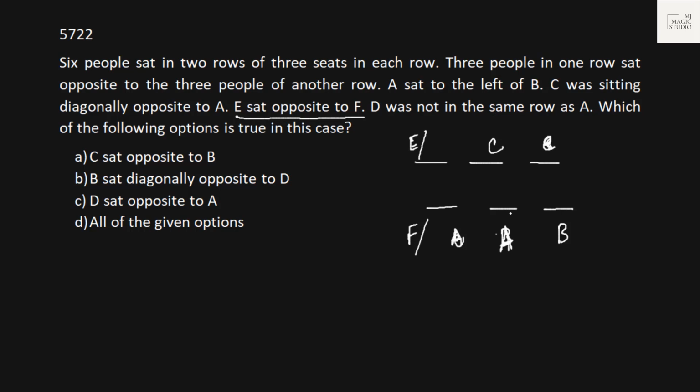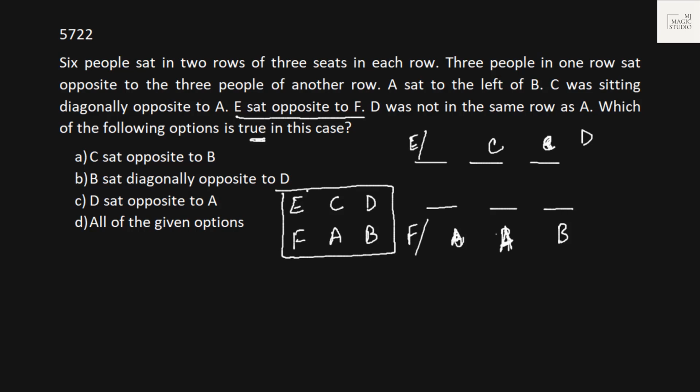D was not in the same row as A. Okay, D is in this row. Which one of the following options is true in this case? This is what we have got. The 6 people's names are not given, but A, B, C, D, E, F. C sat opposite B. Which of the options is true? This is not looking true. Let me fix it up. It can be something like this from the given information.